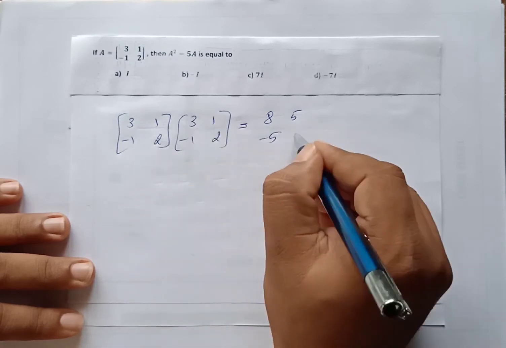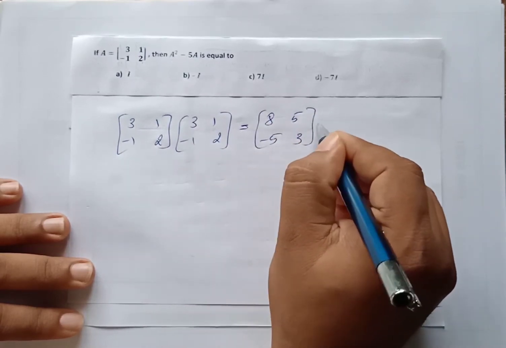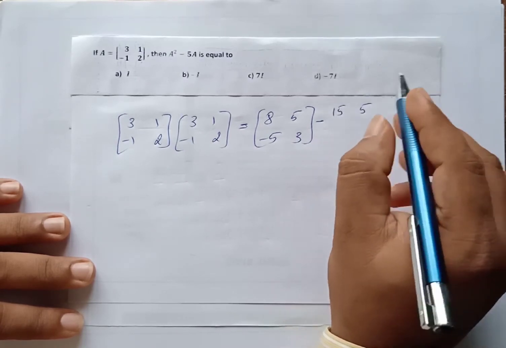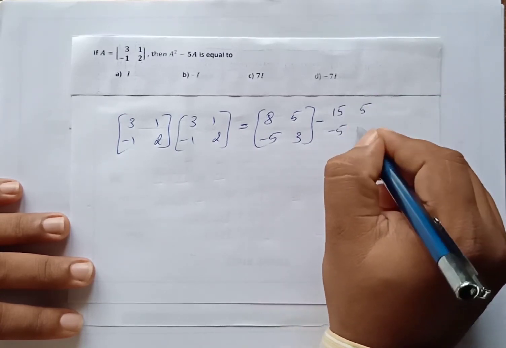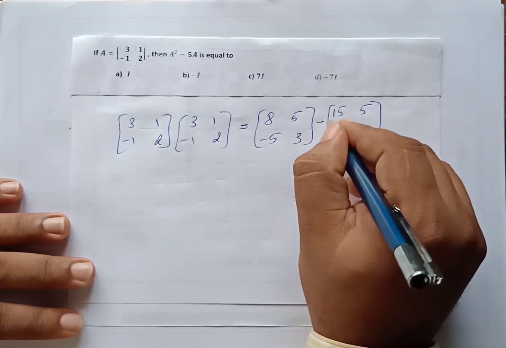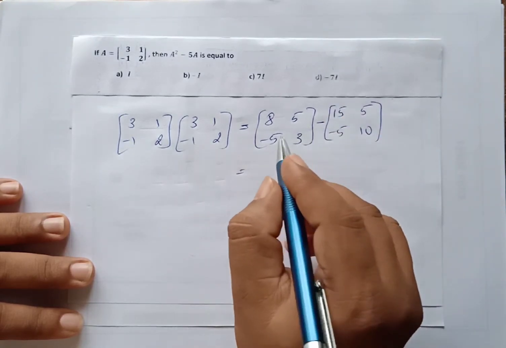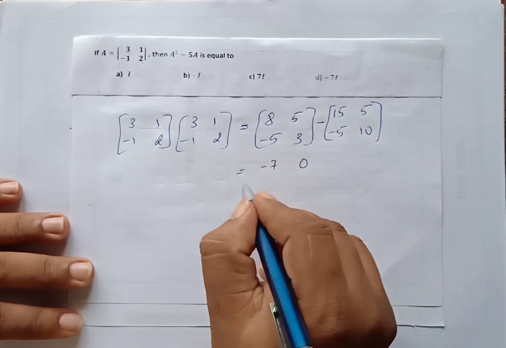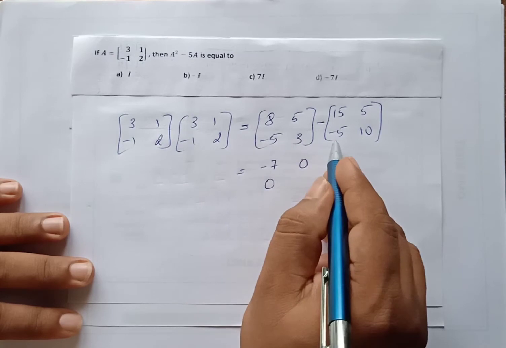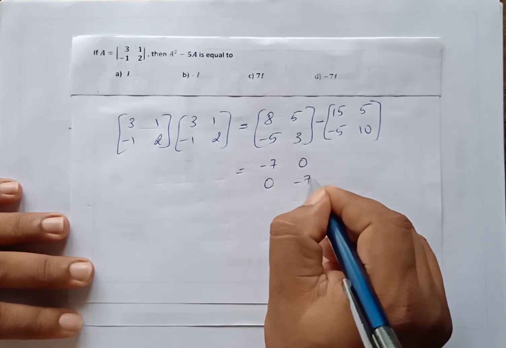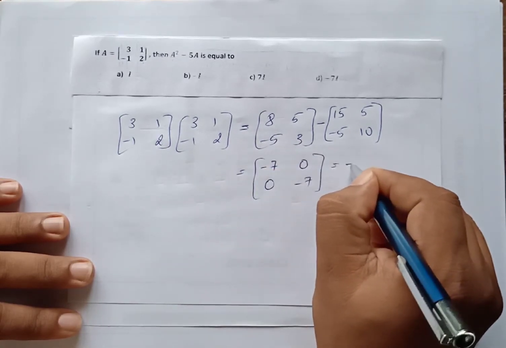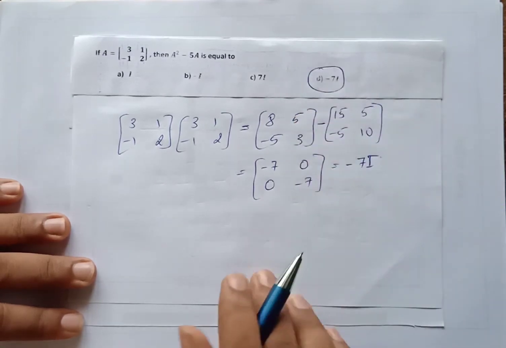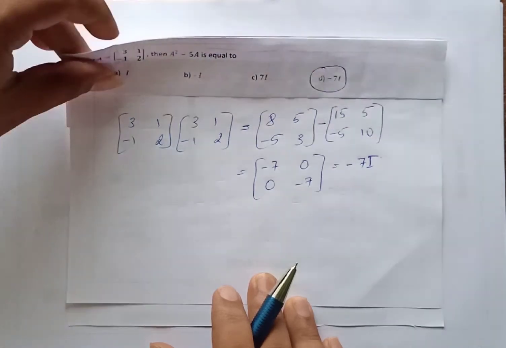Minus 1, 4, 3. This is A square. Minus 5A: 15, 5, minus 5, 10. Now subtract: 8 minus 15 is minus 7, 0, 0, minus 5 plus 5 is 0, 3 minus 10 is minus 7. This is nothing but minus 7I. So option D is the correct answer.